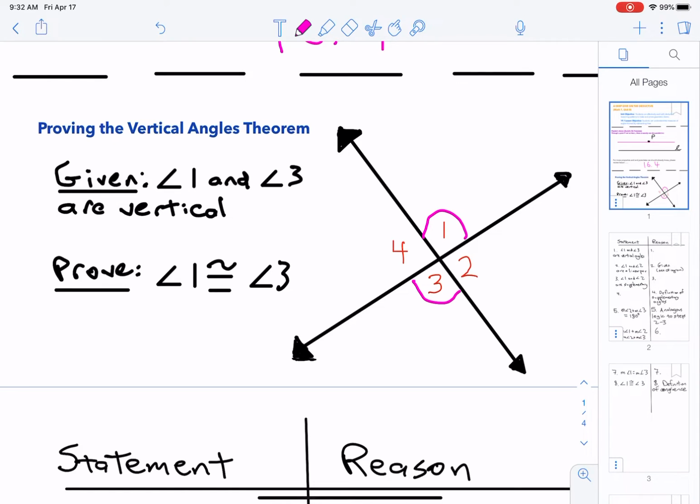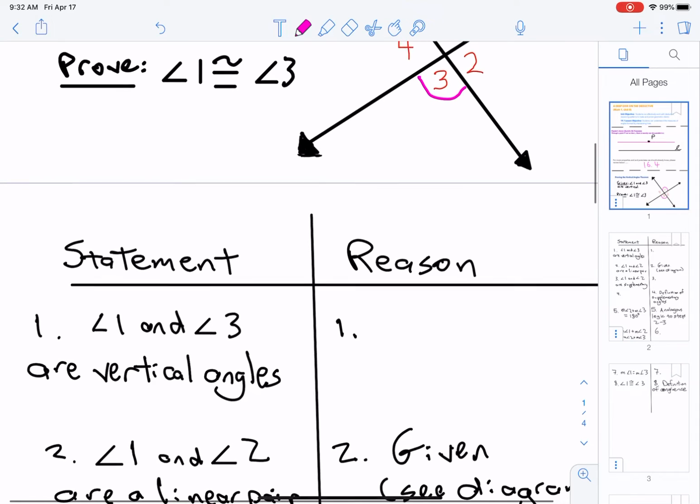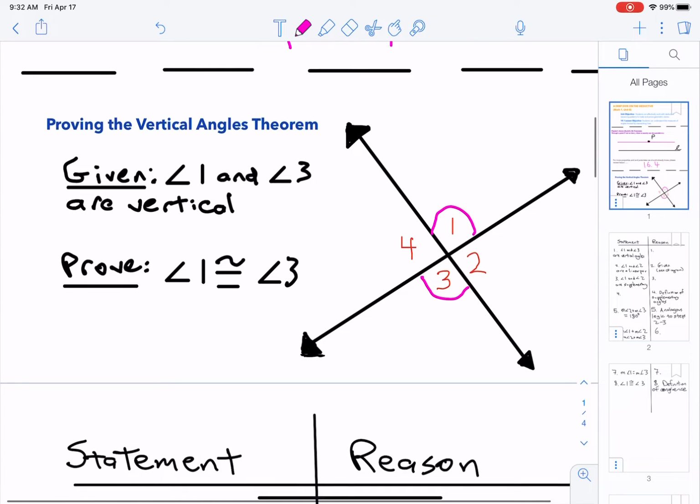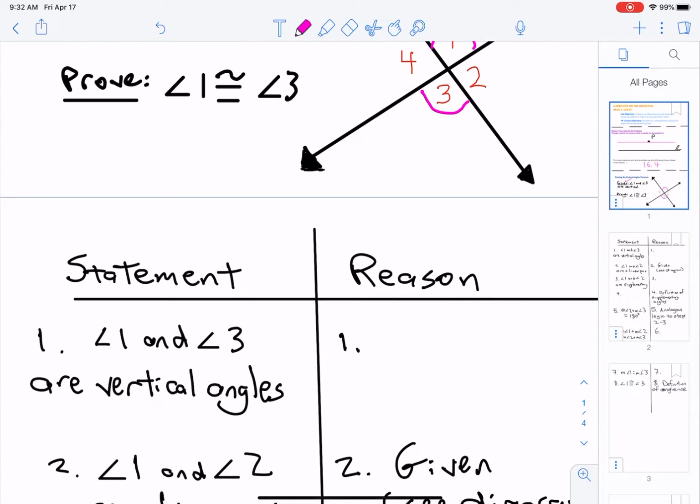In the past, you've just been told that. And the kind of exciting thing about geometry here at the high school level is that we're going to actually prove that that has to be true by a series of logical steps. And here we go. Okay. So statement number 1 is angle 1 and angle 3 are vertical angles. And that's given right there. So we just would write here, and I encourage you to write this down.